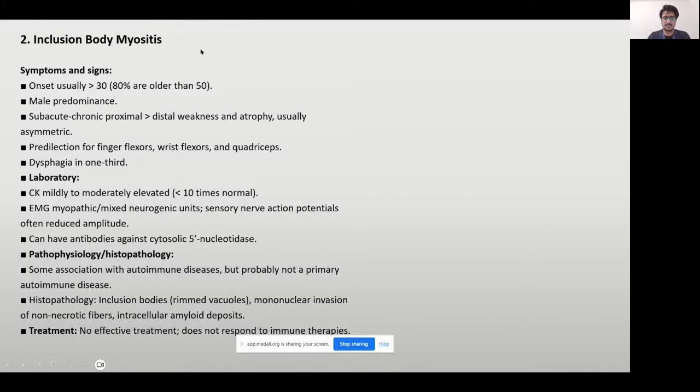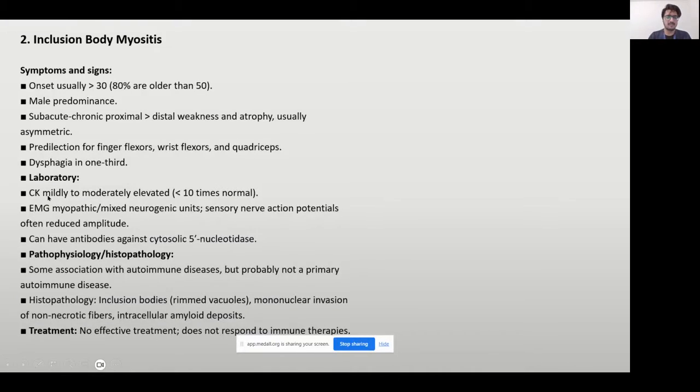Second one is inclusion body myositis. It is not as common as polymyositis and dermatomyositis. Its onset is usually greater than 30 years old. It has male predominance, and it's asymmetric as compared with polymyositis and dermatomyositis. And the most important thing, which is usually asked in the exams as well, is what is the pathognomonic sign of suspicion of inclusion body myositis: it is basically the finger flexors, wrist flexors, and quadriceps. This is one of the commonly tested things asked in exam questions. Dysphagia is not very common in inclusion body myositis.